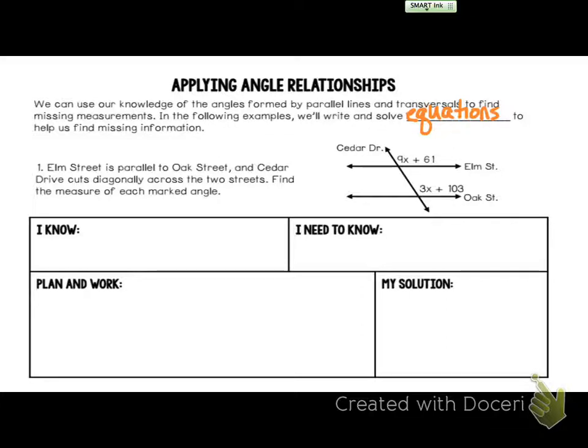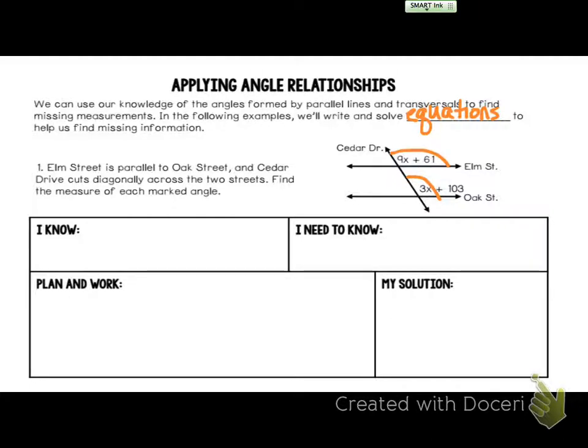It says Elm Street is parallel to Oak Street. Okay? So we have Elm Street and Oak Street. They are parallel lines. And Cedar Drive cuts diagonally across the two streets. Find the measure of each marked angle. So we have this angle here, and it's saying that it's 9x plus 61. And then we have this angle here, and it's saying that it's 3x plus 103. So what do we know about those two angles? What is the relationship of those two angles? Well, those two angles are what you would consider corresponding angles.